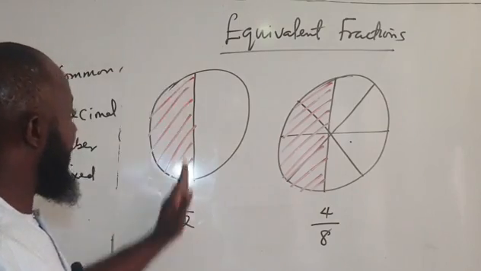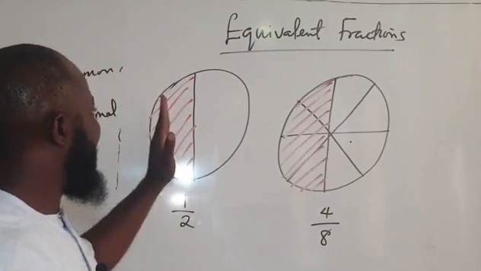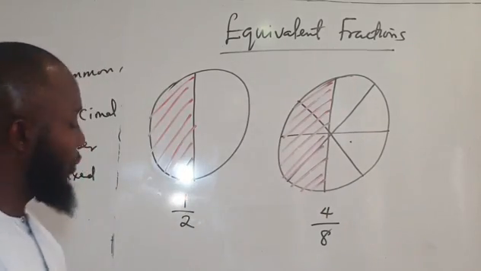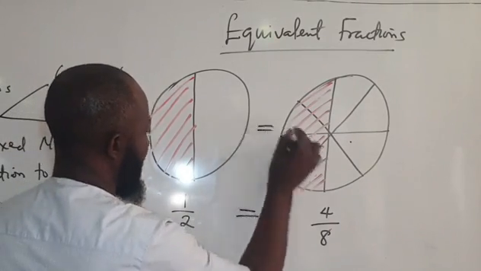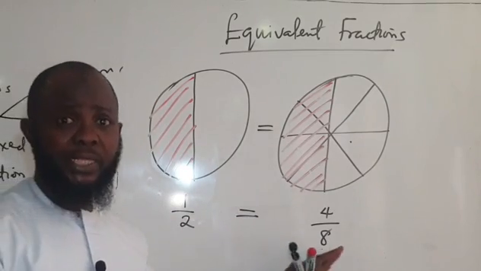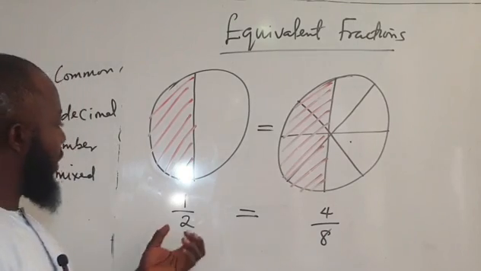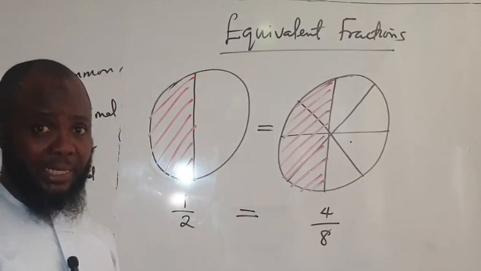This is half. I've shaded this part. Look at this one that I've shaded also. So which means the shaded portion are what? The same. So we can conclude that 1 over 2 is equal to what? 4 over 8. This is what we refer to as equivalent fractions. So which means 1 over 2 is equivalent to what? 4 over 8. Hope that is clear.